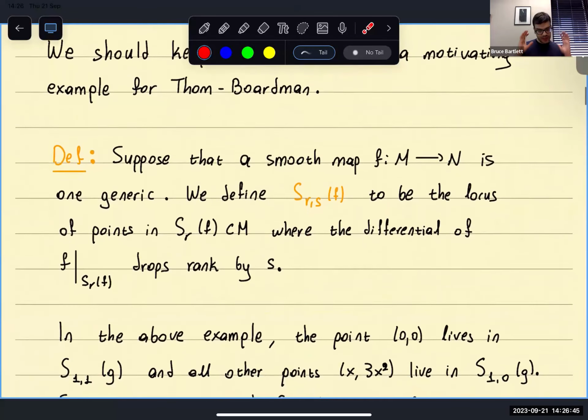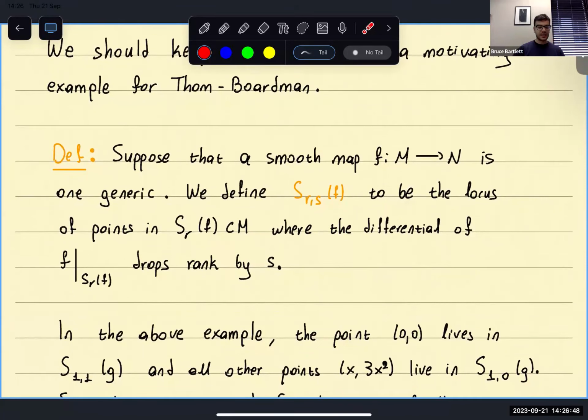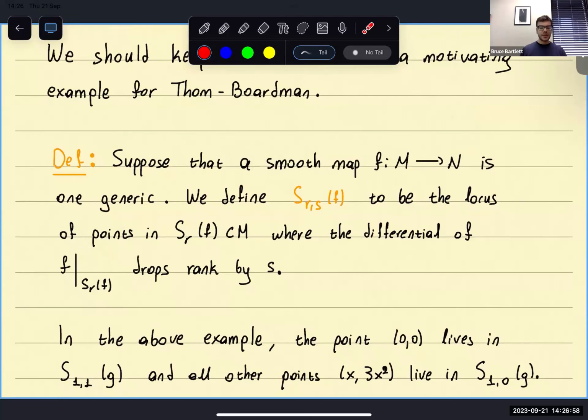So I just want us to take this example, have it in our heads, and get a bit of a view of what Thom-Boardman theory does. So I'm saying that suppose I'm given a smooth map which is one-generic. Being one-generic means that all these subsets of M, where the differential drops rank by r, are actually submanifolds.